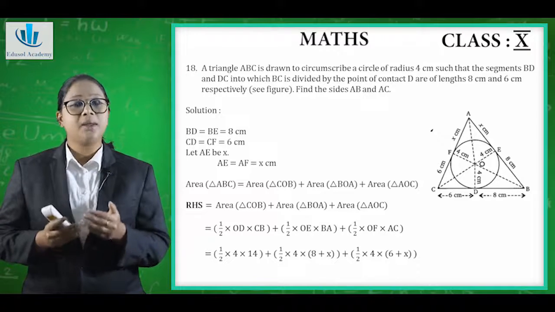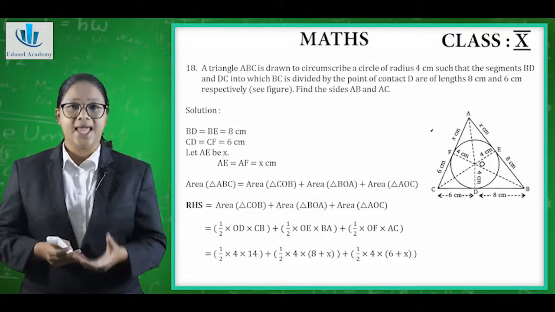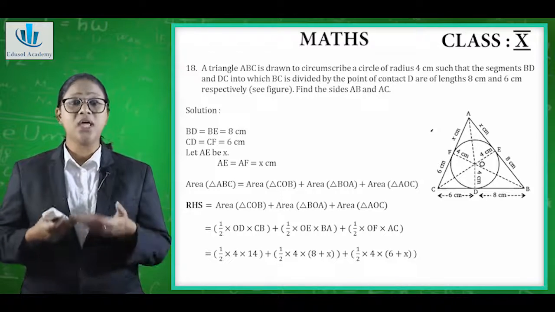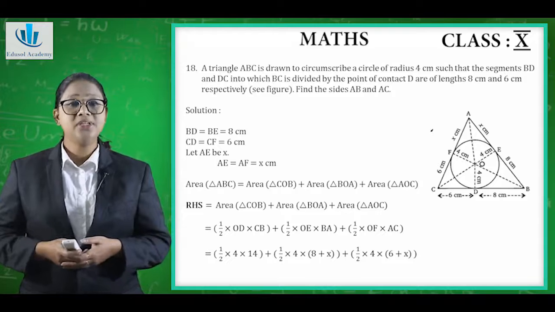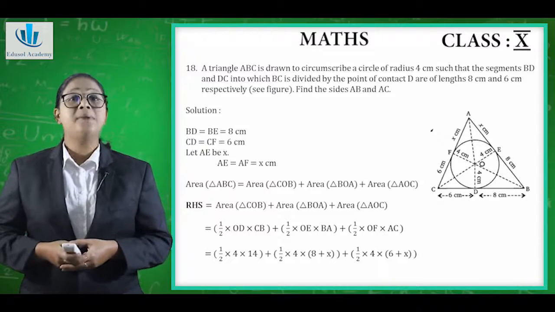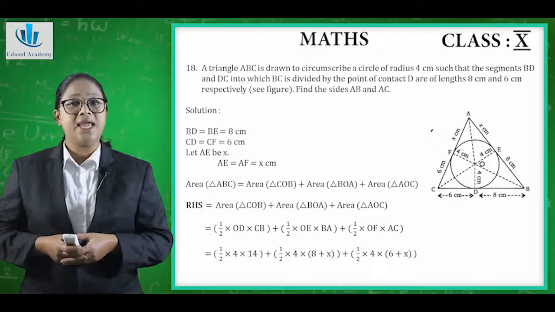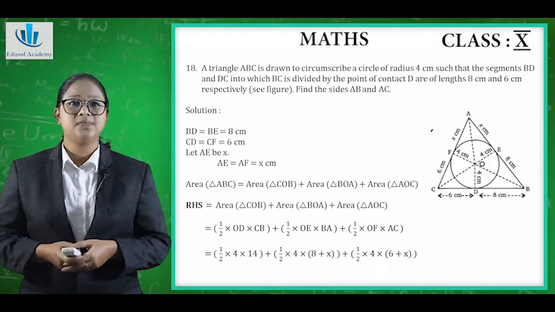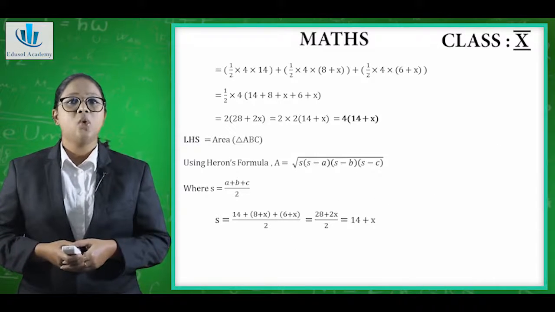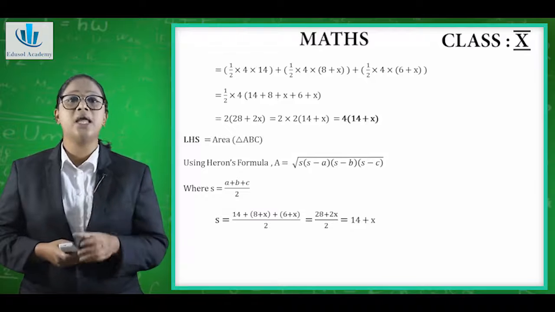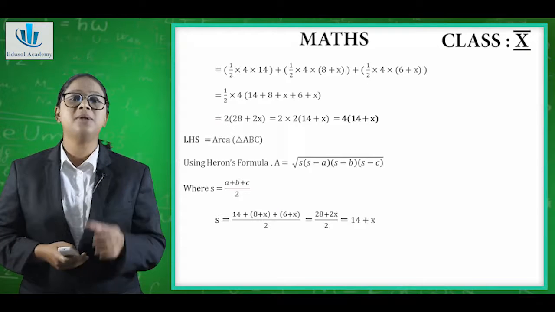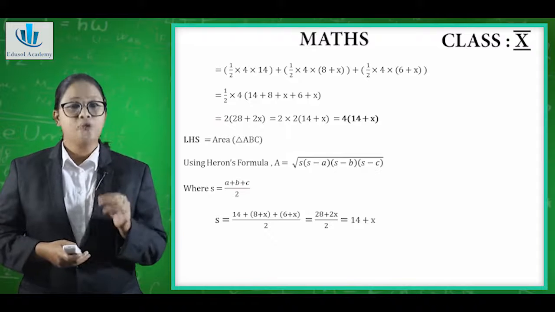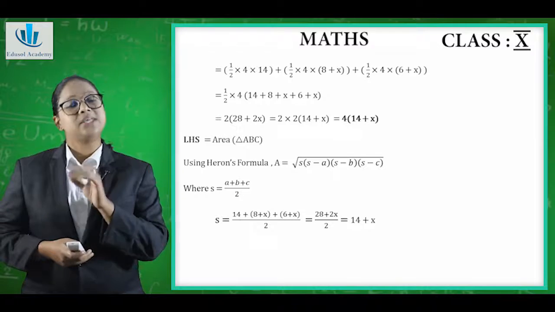Now, the other one: AB is equal to 8 plus x and AC is equal to 6 plus x. So, the equation will be half into 4 into 14 plus half into 4 into 8 plus x plus half into 4 into 6 plus x. Now, upon cancellation, we can simplify the entire equation into the simplest form possible. So, the RHS will become equal to 4 into 14 plus x.